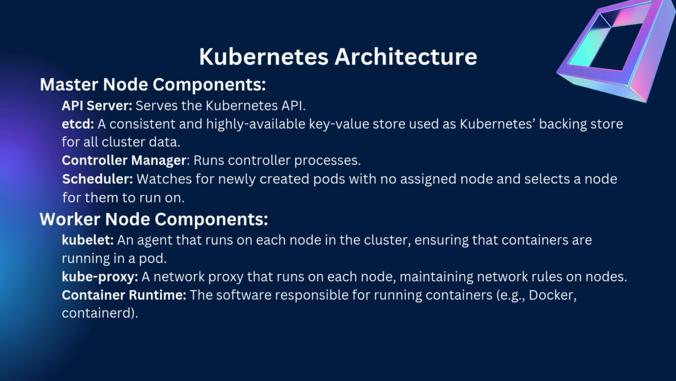Next is Controller Manager. Controller Manager runs controller processes. The Kubernetes Controller Manager is a component of the master node responsible for maintaining the desired state of the cluster. It runs various controller processes, each responsible for different aspects of cluster management, such as node controllers, replication controllers, and endpoint controllers. These controllers continuously monitor the cluster state and make necessary adjustments to ensure the actual state matches the desired state defined by the user.